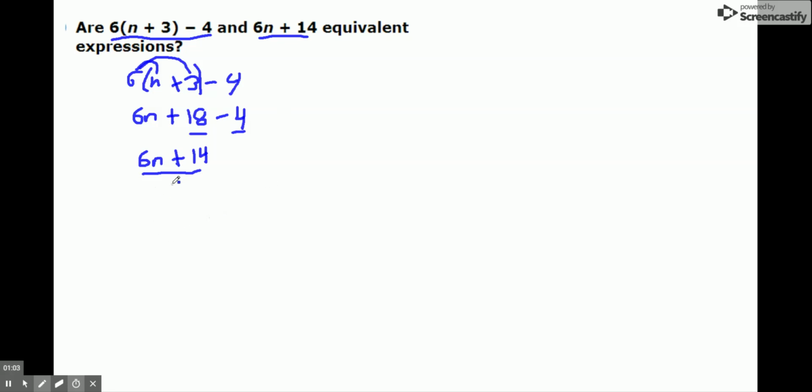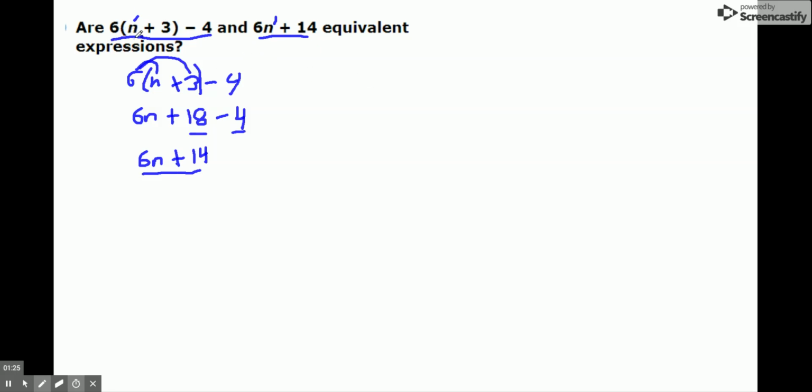Another method we can use is called substitution. In substitution, you pick a value for n. When you do this, you don't want to use 0 because 0 is not a valid value. Basically, almost any expression can be equivalent if you use 0, so it's not valid. You generally want to use more than 1. For this example, I'll use 3 first.